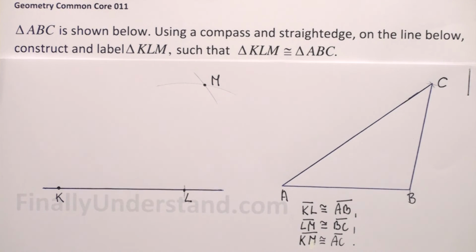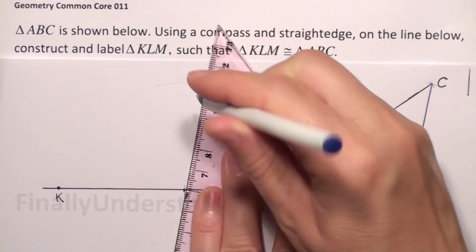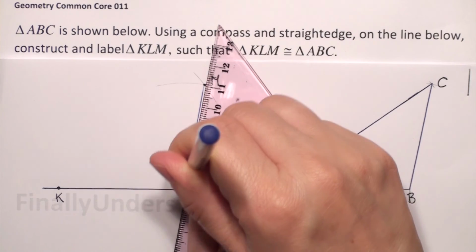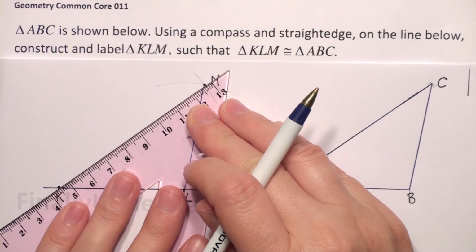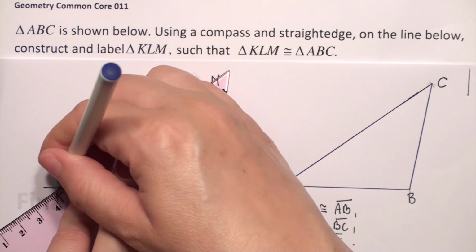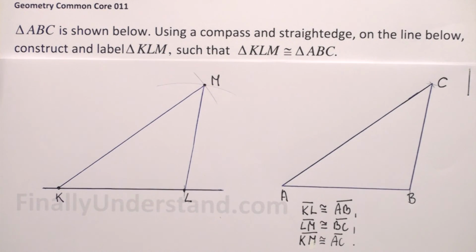So now we will use a ruler and connect point L with M. This will be our segment LM. And now we will connect points K and M. And we have triangle KLM. These two triangles are congruent. This is my solution.